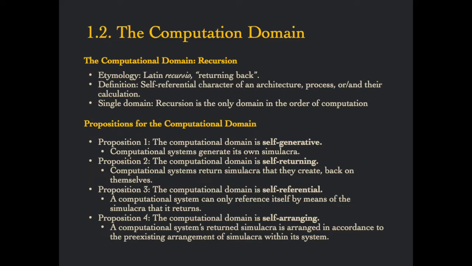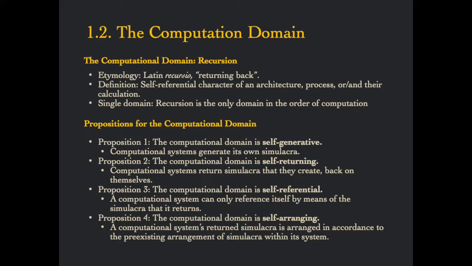The computational domain. So in the order of computational simulacra, there's only one domain, and that domain is recursion. The etymology of recursion is from the Latin recursio, which meant returning back. And I think that is pretty good in terms of a simple definition to give to recursion. The definition that I present here is more of a complicated one. The definition that I give to recursion is the self-referential character of an architecture, process, or their calculation.